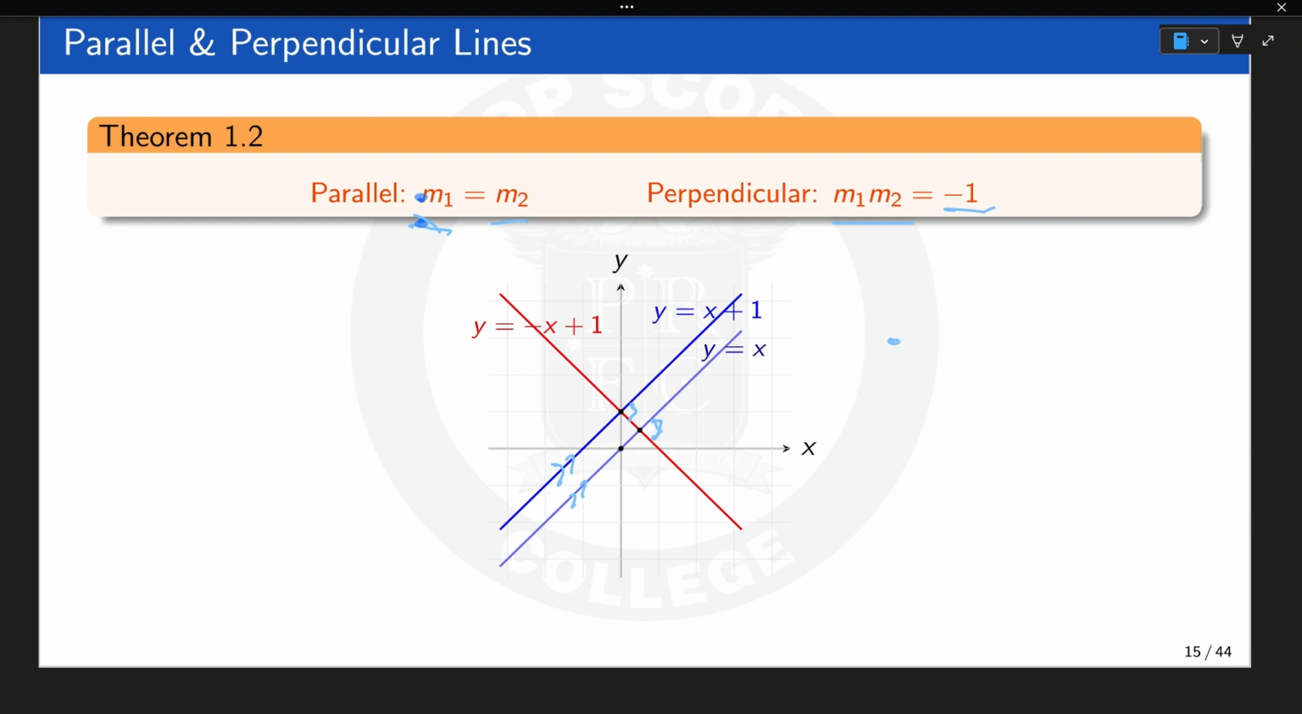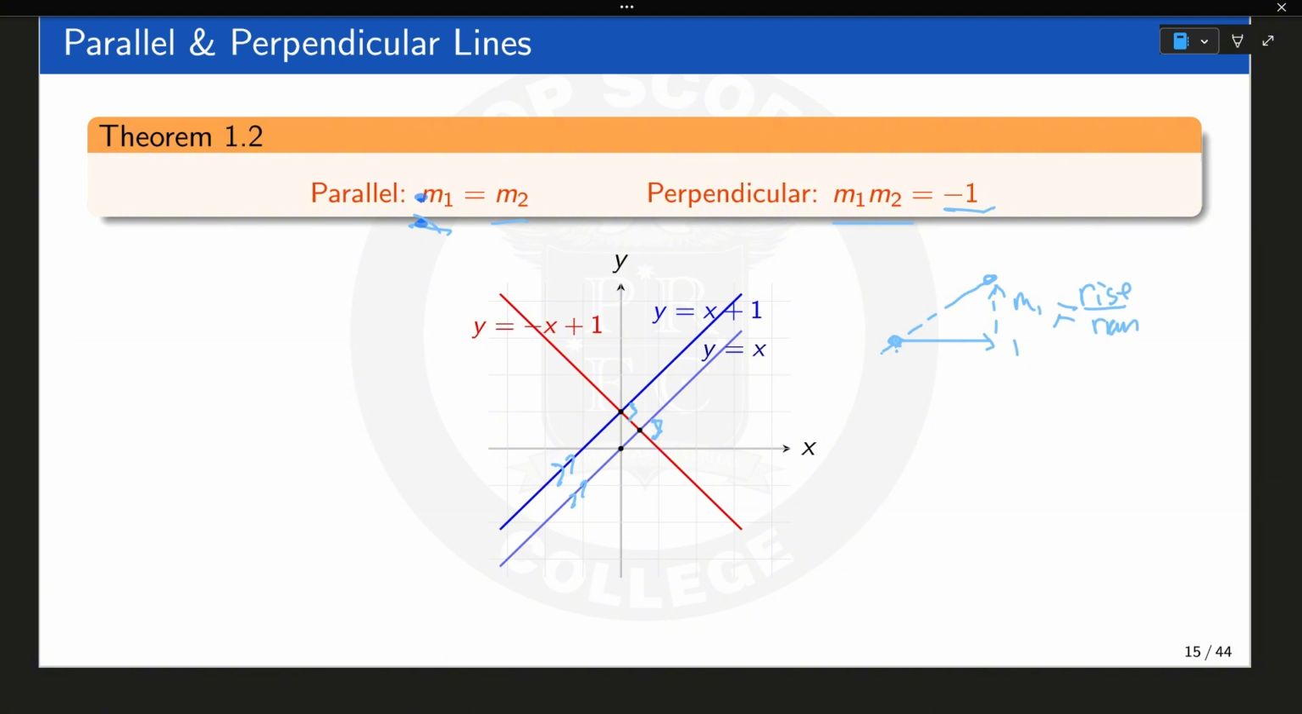Well, suppose this point is on both lines. If we move to the right by unit distance 1, then the first line, assuming the slope is positive, will rise by M1 units, because rise upon run equals M1, all right? And the distance we move to the right is just one unit. Therefore, the rise is exactly M1.